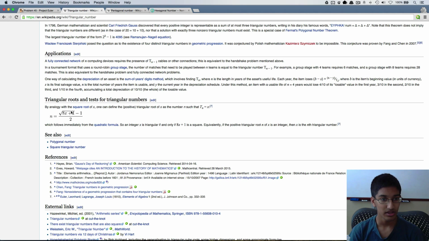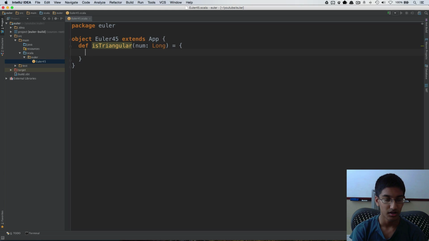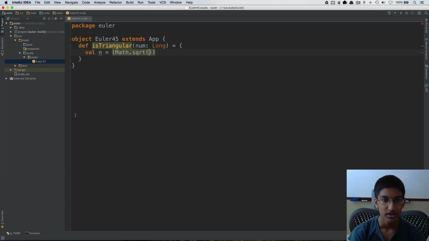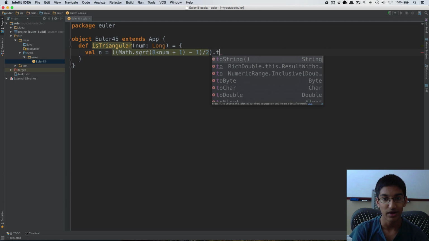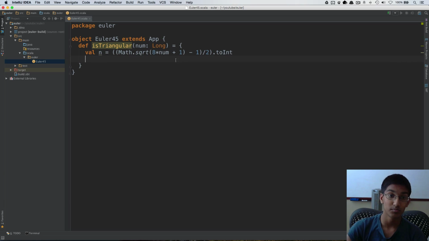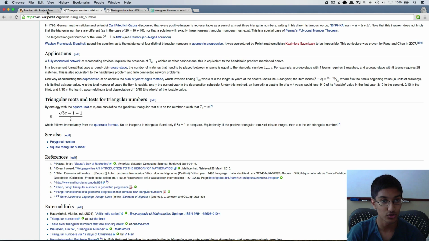So I'm going to take my number. I'm going to do val n is equal to math.sqrt of 8 times the number plus 1, and then we're going to take the square root, subtract 1, and at the end we're just going to divide by 2. And this gives us a double, since math.sqrt gives us a double. So I'm going to round this down to an int, because this should be an integer if it is a triangular number. Now we have to put this formula back into the original triangular number formula.